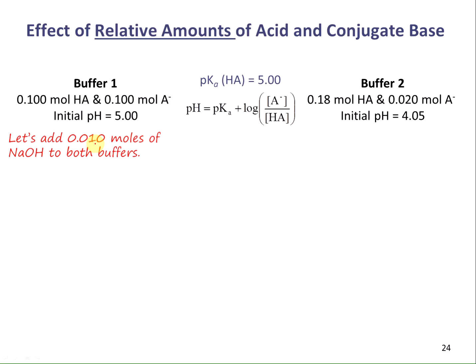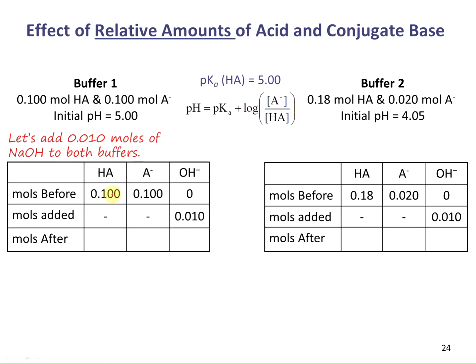So in buffer 1, we have the same number of moles of weak acid and conjugate base, and we're adding 0.01 moles of sodium hydroxide. After the sodium hydroxide has been added, the hydroxide will combine with the weak acid and neutralize it to make the conjugate base. This is a one-way reaction when you have a neutralization reaction. And then the increased concentration of the A minus will affect the equilibrium.